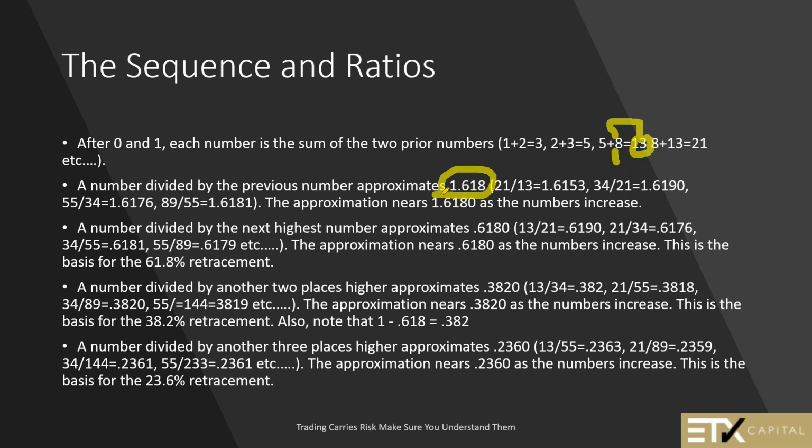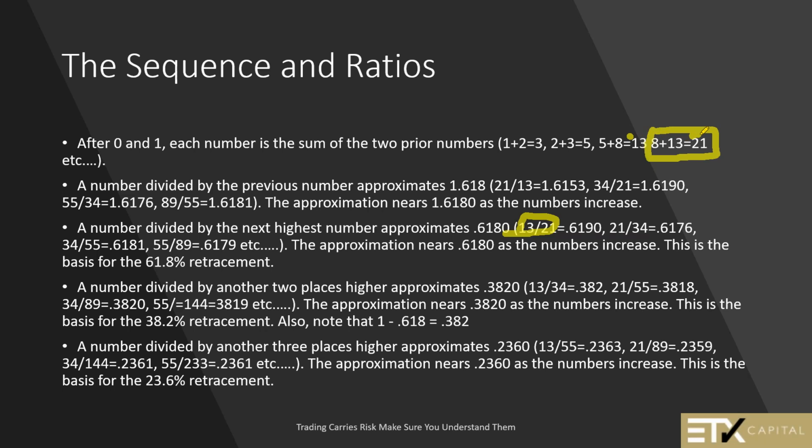1.618. The division doesn't come out to exactly that number because we're only going out to 4 decimal points, but the approximation is always 1.618. Let me just clean this up for you. If we were to take 13 and 21, where do we get the 13 in the sequence? We had 5 plus 8 gave us 13. The 13 plus 8 gave us 21.